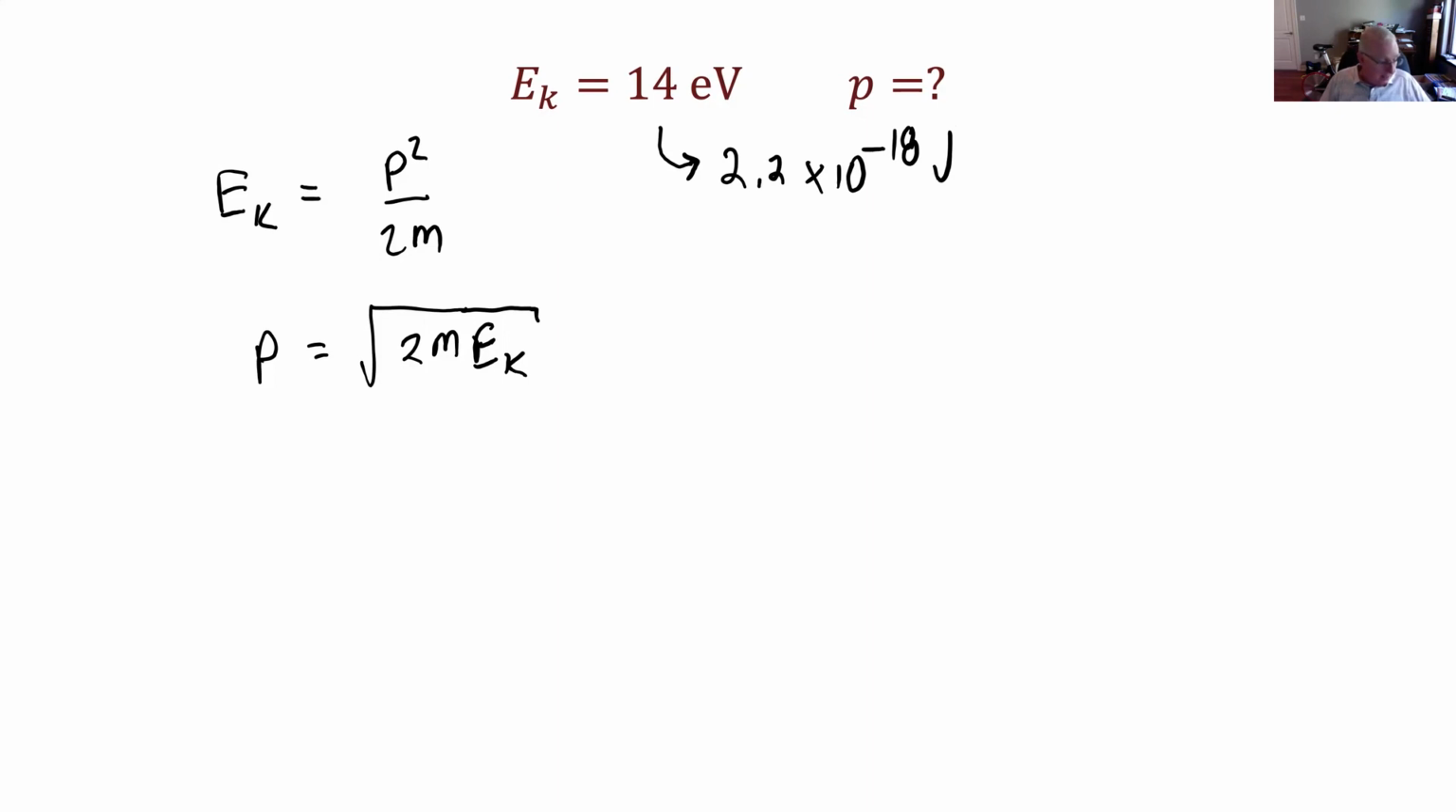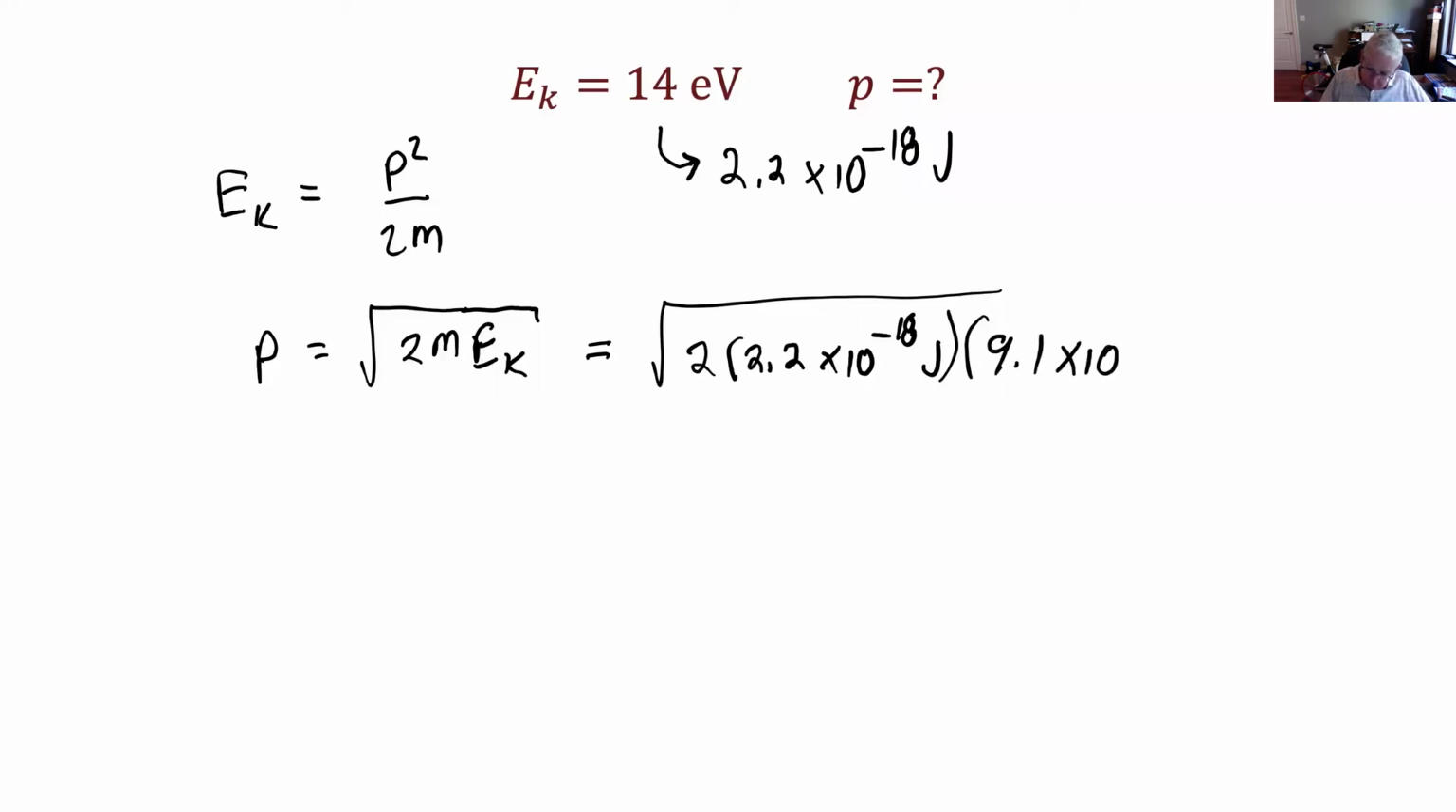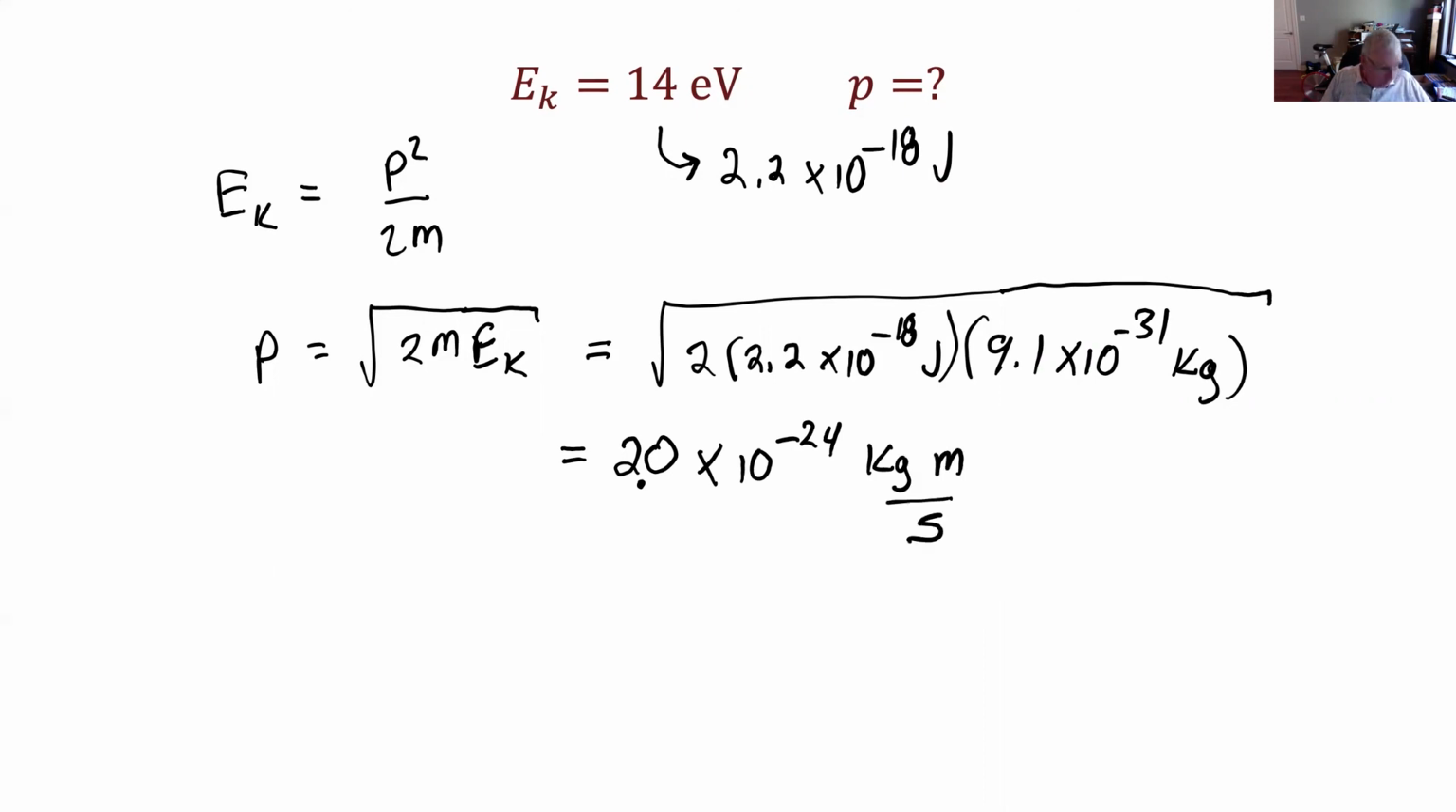All right, if I take that and put that in there, I'm going to need also the mass of the electron. So I have the square root of 2 times 2.2 times 10 to the minus 18. That's the kinetic energy, so I went out of order here, sorry about that. Then the 9.1 times 10 to the minus 31 kilograms, that's the mass of an electron. If I multiply all that out, I get 2.0 times 10 to the minus 24, in kilogram meters per second. That is my momentum for my electron at 14 electron volts.